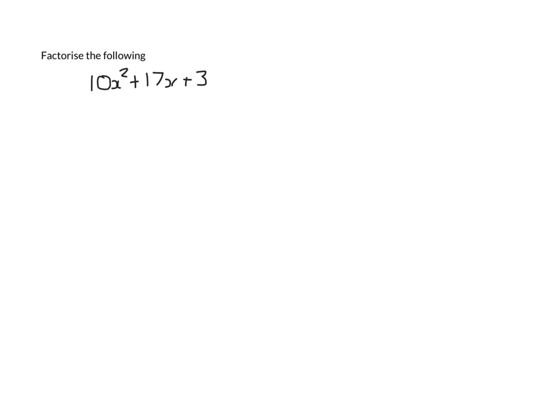Here we want to factorise 10x squared plus 17x plus 3. Step 1, is there a common factor? No. Step 2, do I have something squared take away something squared? No. So step 3 means we're going to be doing a trinomial. So 2 brackets. This is a plus, that means both my signs will be the same. Because it's a plus here, that means they're both going to be plus.